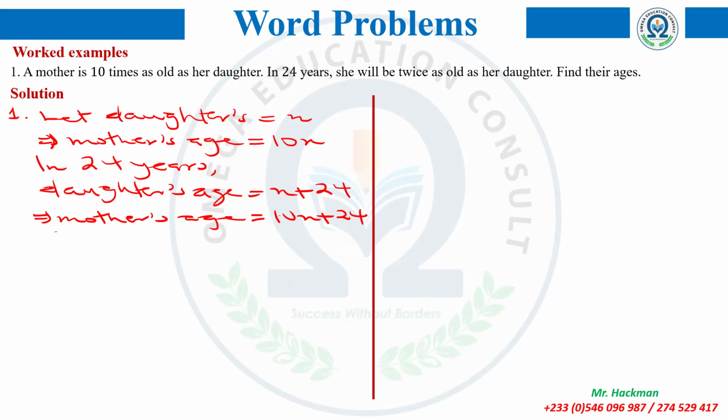Yes, please. Okay, so now I'm going to establish the relationship. I'm told that the mother's age, which is 10X plus 24, should be equal to twice the daughter's age, and that would be 2 times X plus 24. Is that clear? Yes, please. Okay, who wants me to come again?